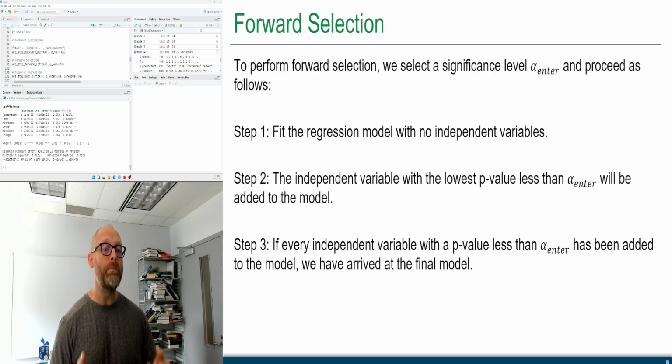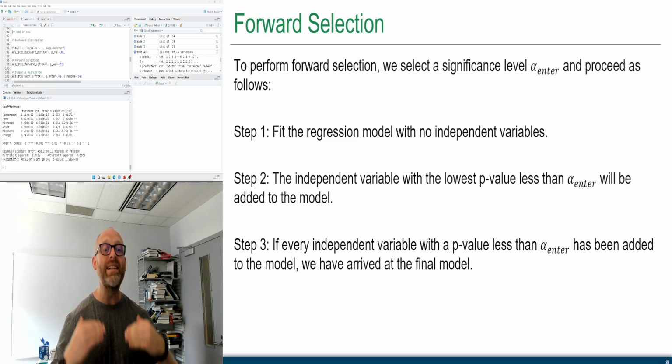Now do keep in mind, this is where the idea for the third iterative method comes into play. Once we add a predictor variable, all the p-values change. It is possible that a predictor variable we entered previously now has a p-value that is larger than alpha enter. But because of this method, we don't even consider that. We will consider that in the stepwise, but we don't consider that it's changed here. We are only looking at the p-values of the new predictor variable that we are entering.